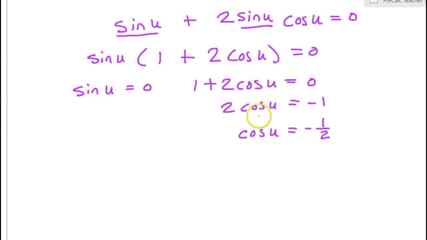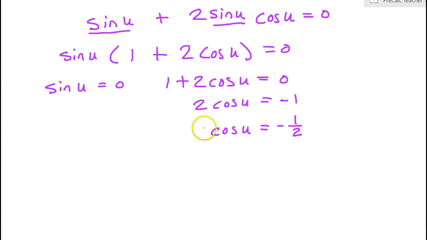Okay, so I am going to solve this equation. All right, I'm going to find these values of u, but I'm going to keep going until I get up to 4 pi instead of 2 pi. Okay, so let's start with solving this. The sine of u is equal to 0.